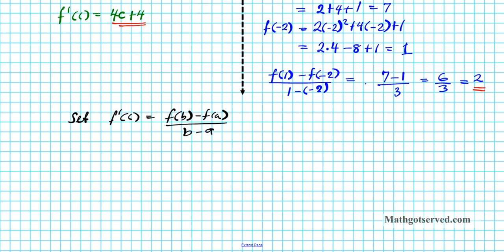So we're going to have 4c plus 4 equals, what is that going to be equal to? We're going to have it equal to the number 2. And then we'll solve for c. This is just a basic algebraic equation, and that will be the c that satisfies the conclusion of the mean value theorem. So to do this, just subtract 4 from both sides. You have 4c is equal to -2, and then you have c is equal to -1/2. So that's the c that satisfies the conclusion of the mean value theorem. Alright, so let's go ahead and box our answer.